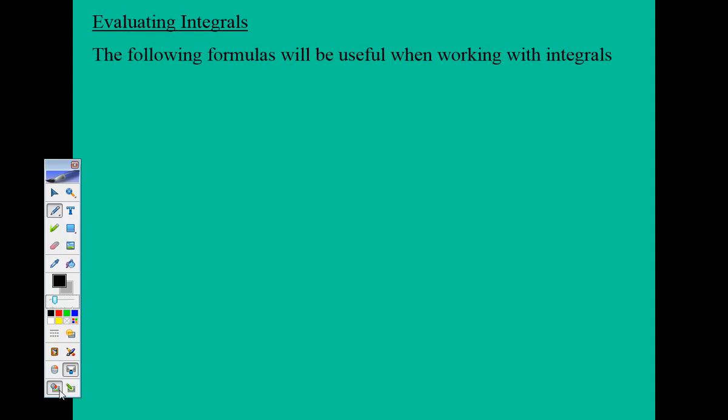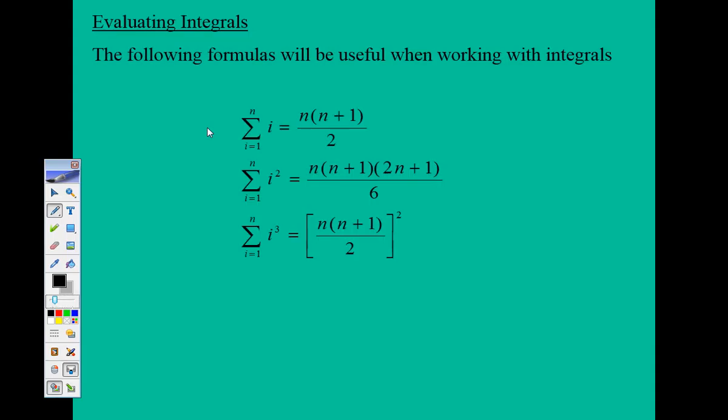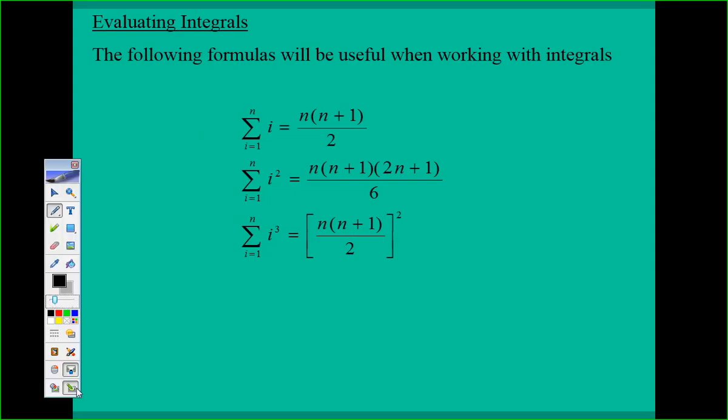Let's look at evaluating integrals. Here are three little formulas that we need to be familiar with when we're working with Riemann sums. And the first one I'm going to explain a little bit, and then I'm just going to ask you to accept the following two, as we could do the same type of process, but we're not going to go through the process.